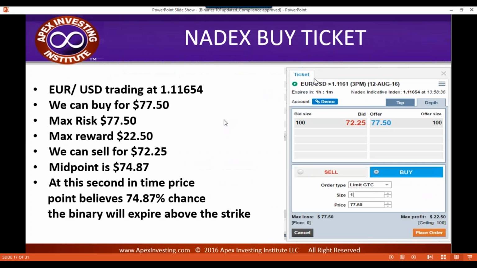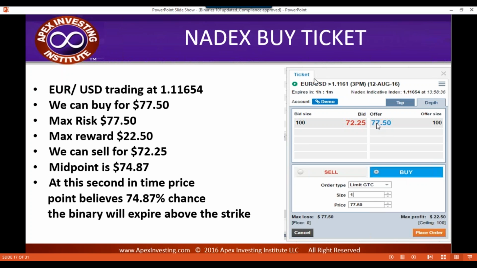All right? Let's look at it a little bit differently here. Okay? So this is an example right here of a Nadex ticket. If I was to click on one of these binaries here on the Nadex platform, it would open up a ticket. So let's just look at an example of this euro-dollar ticket, right? Right now, the euro-dollar is trading on this screenshot at 1.11654, right? Now, this is a buy ticket. I've selected buy, not sell.